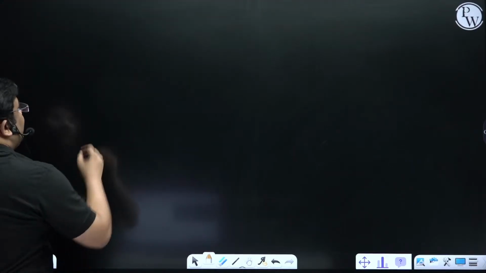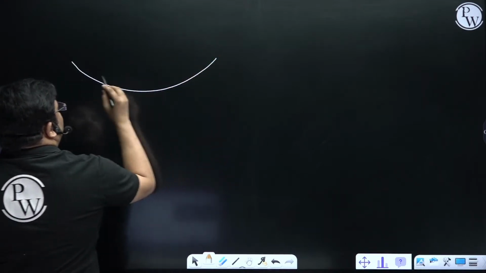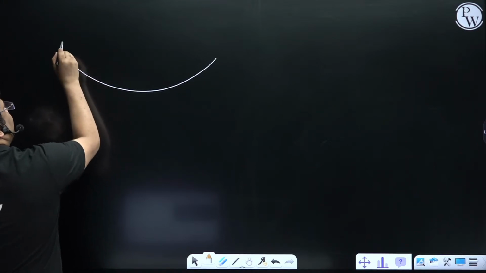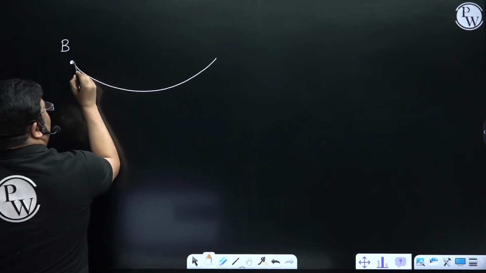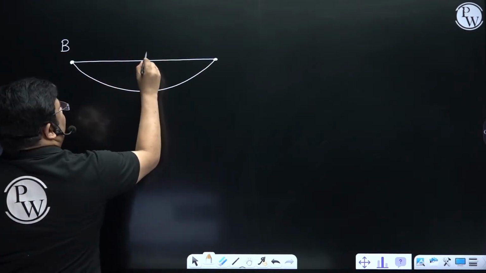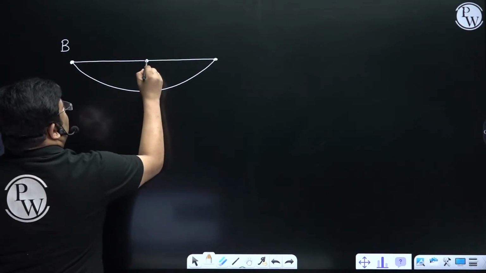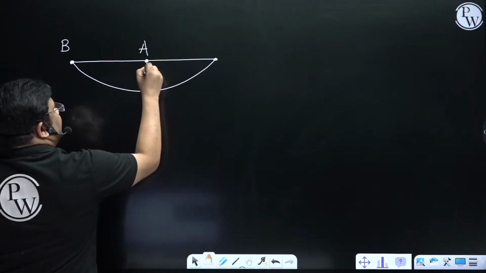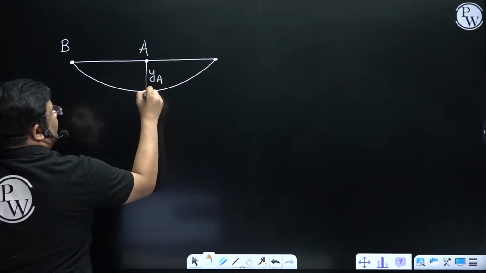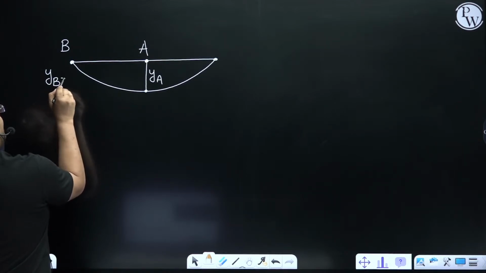How to find out deflection? Very easy. You see, I am drawing the deflected shape. Suppose this was the B point and this was the A point. The original beam is like this. This is the B point, this is the A point, and the A point is at the center. So this is the deflection at A, right? And the deflection at B is 0, because it is the pinned support.